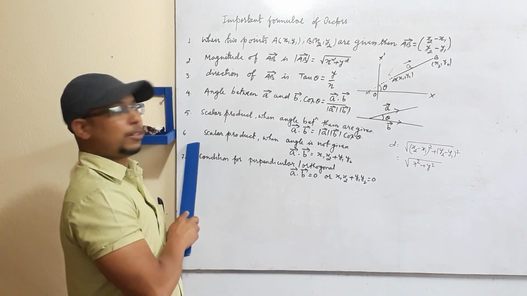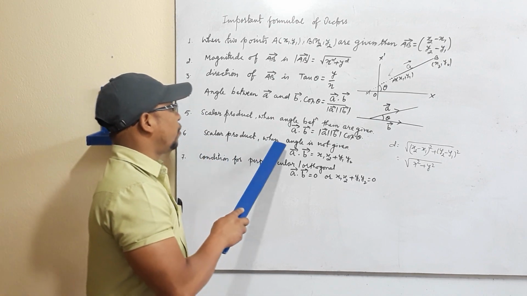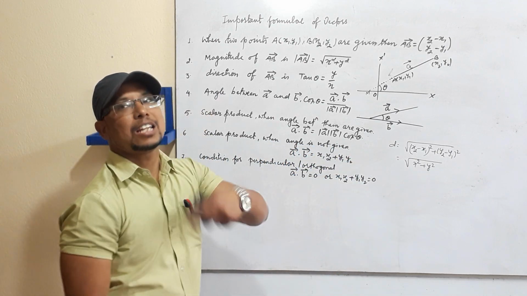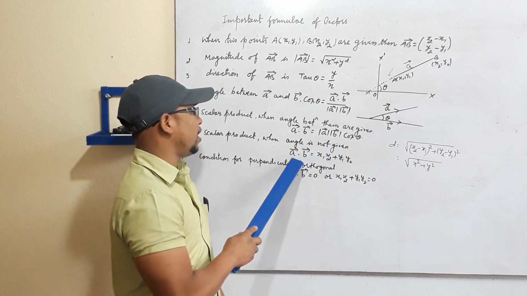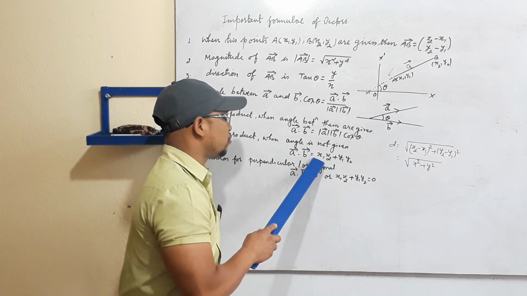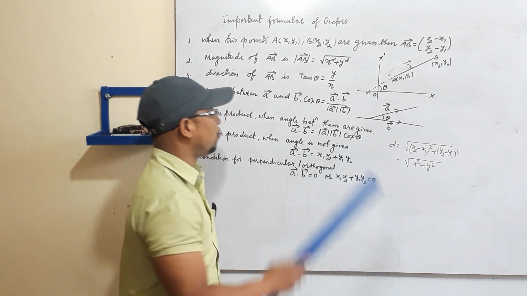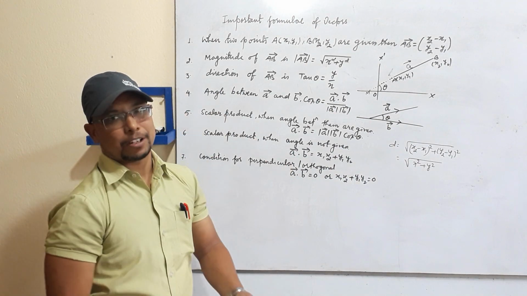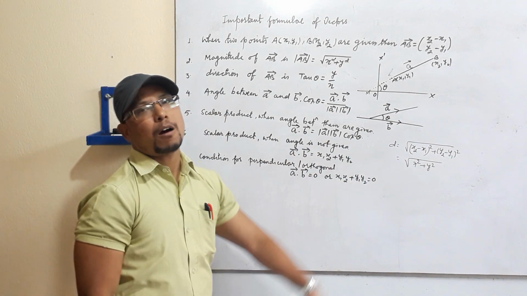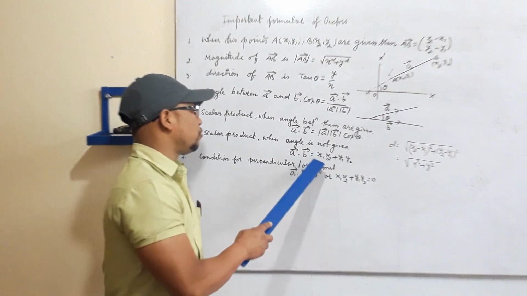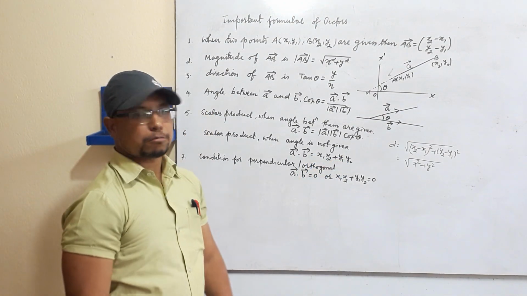And here number 6 is the scalar product when the angle is not given. When the angle is not given, you should use A dot B equals x1 x2 plus y1 y2. When the vectors are given in the form of components, we should use this formula x1 x2 plus y1 y2.